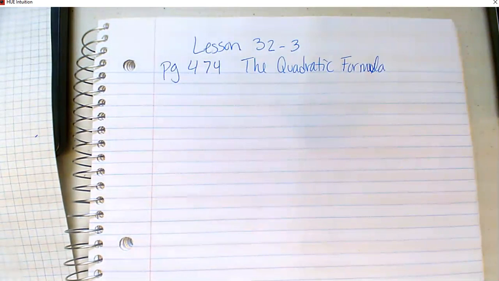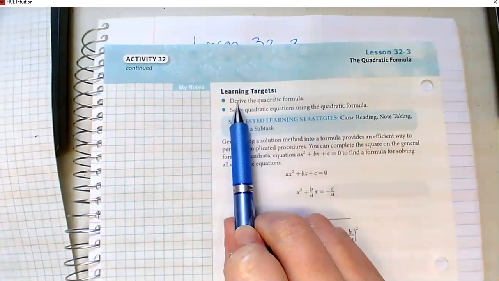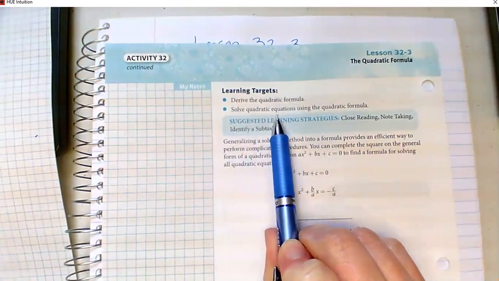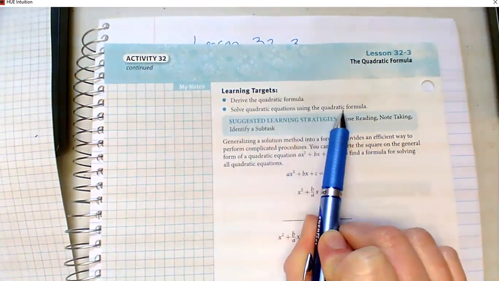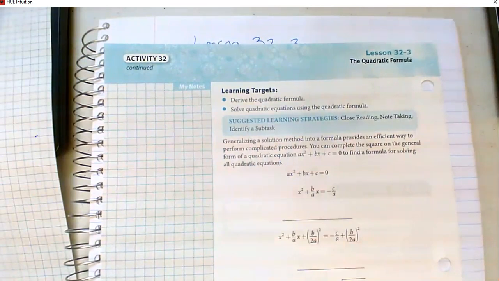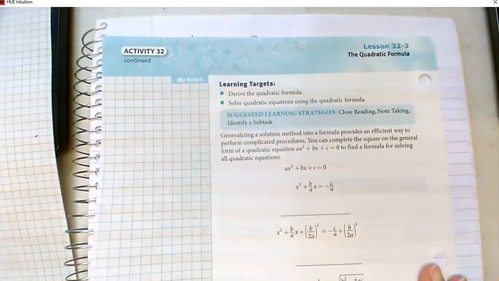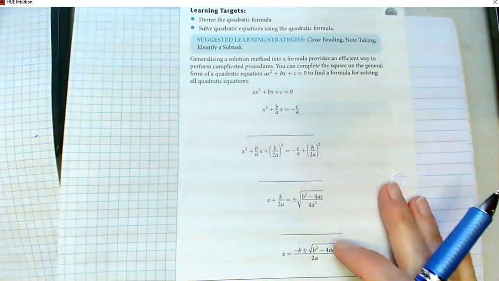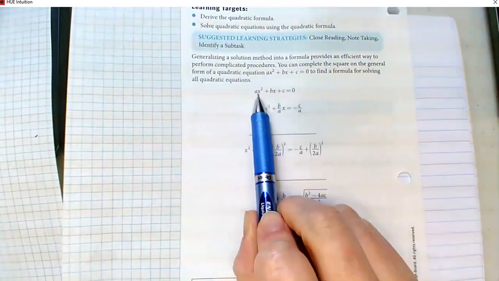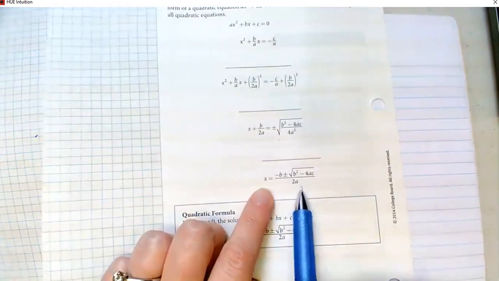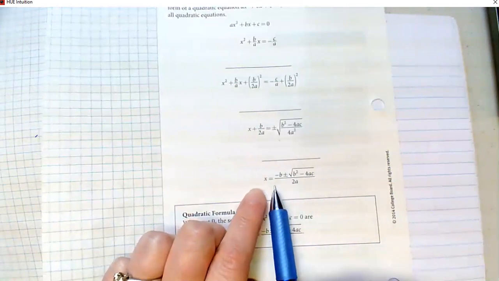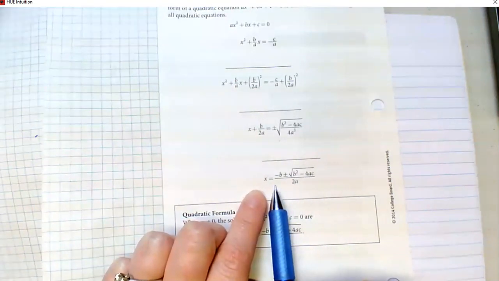So I'm on page 474. A couple of learning targets here say to derive the quadratic formula and to solve quadratic equations using the quadratic formula. So that first part, deriving the quadratic formula, you can read through that if you would like. I think it's pretty interesting to see, if I start out with a quadratic in standard form and I solve it for x, this is what we end up getting, okay? And using the quadratic formula is a way of getting the x-intercepts of the function.